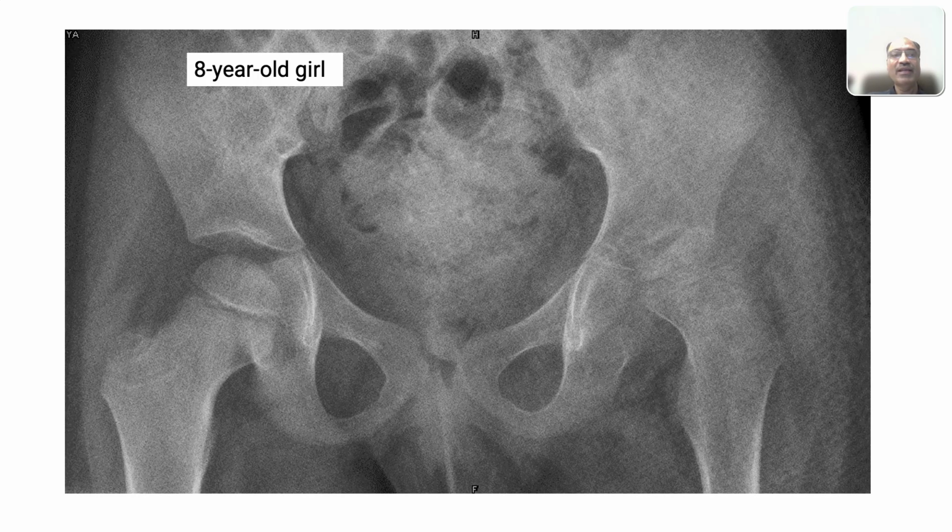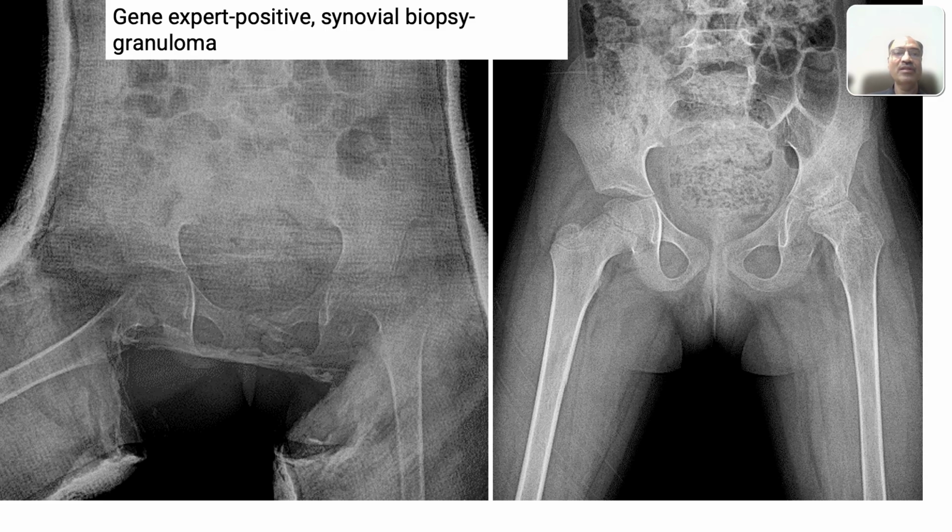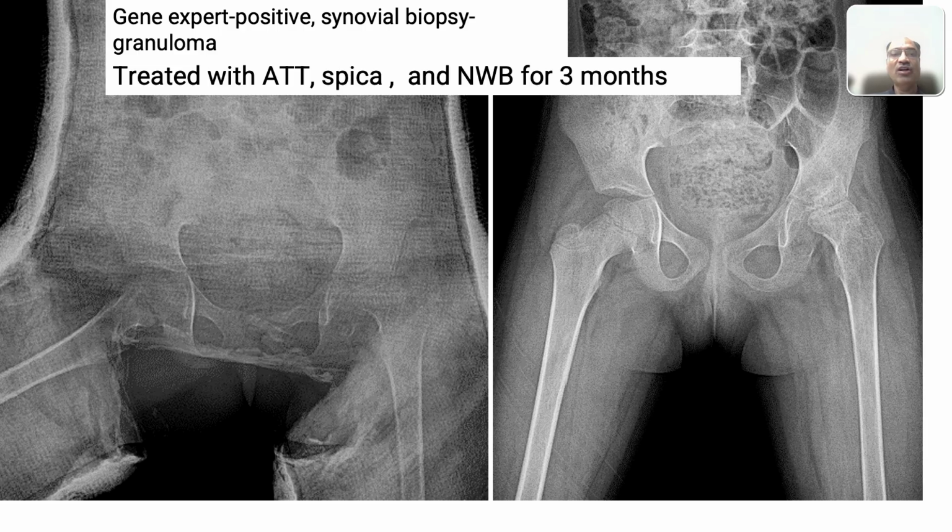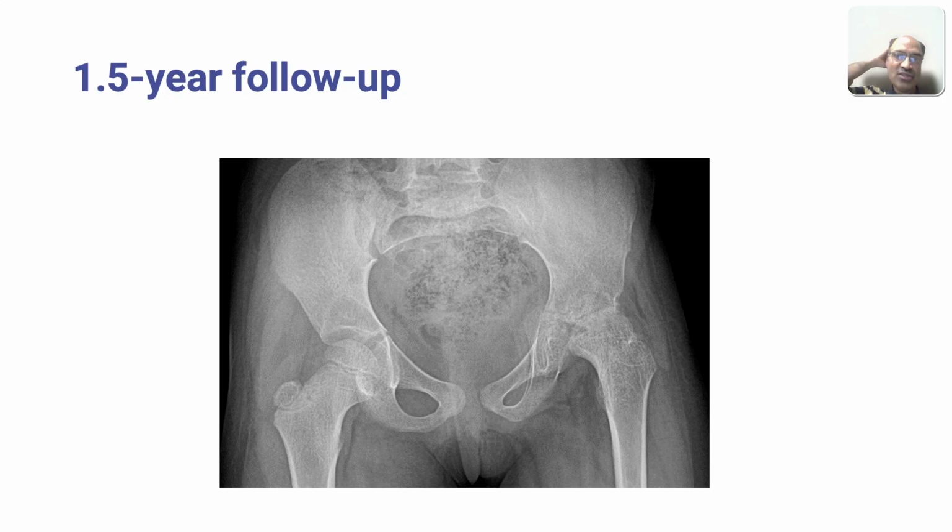Next slide. This is an example of an 8-year-old child with subluxation who presented with early arthritis. Next slide. GeneXpert was positive, and the child was immobilized in a spica. Next slide. The child got anti-tuberculosis drugs for 1 year, non-weight bearing for 3 months. Next slide. At 1.5 years follow-up, the movement is restricted. The child has a sound ankylosis.